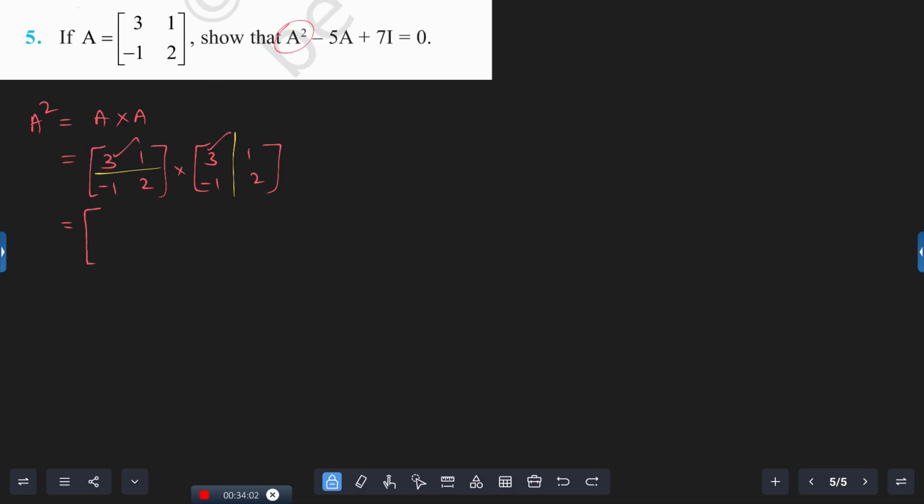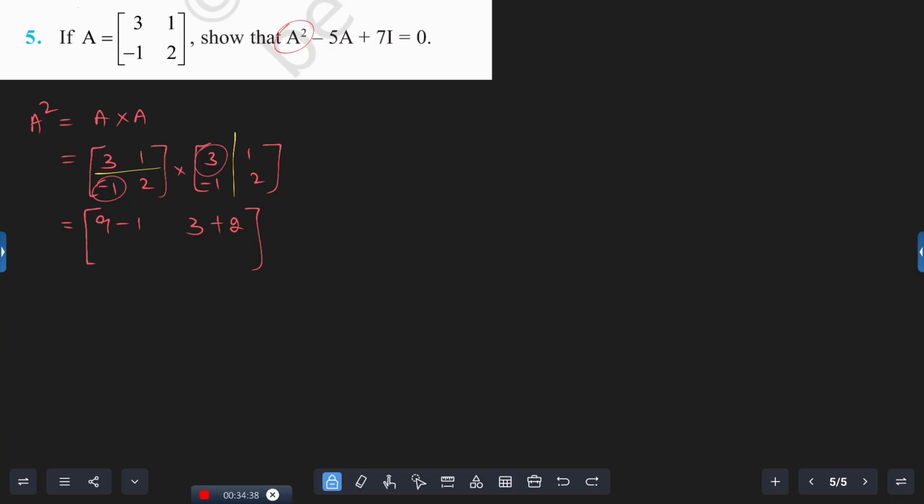So what will you be getting? First element 3, 3 3s are 9. Okay, next second element with the second element, 1 into minus 1, minus 1. Okay. Same row with the second column you have to go. So 3 ones are 3. 1 into 2, 2. So the first row is over. Take the second row, multiply with each column.